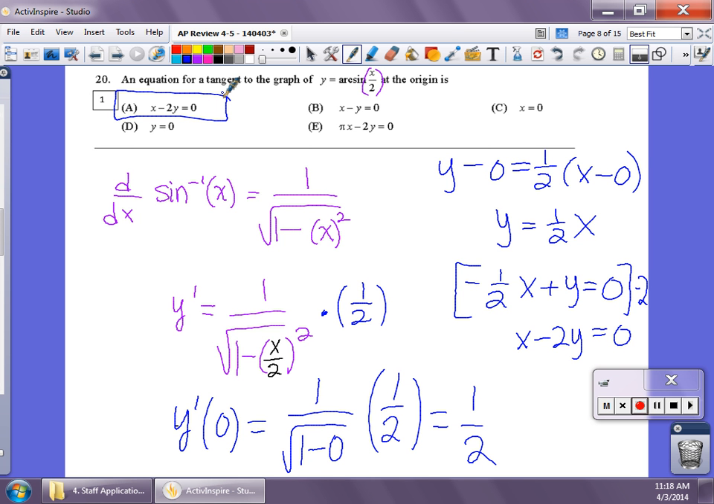I move that to the other side. And then I notice that none of them have fractions, and none of the x's are negative. So I multiply the whole entire equation, both sides of the equation, by negative 2. Negative to get rid of the negative, 2 to get rid of the 1/2. Good? All right. Okay. Let's do particle motion then.